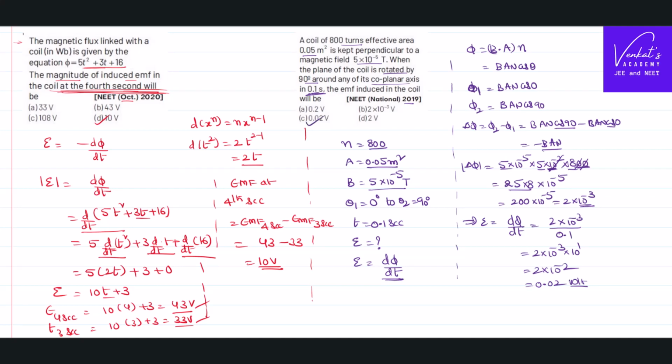So that's how simply we solve these two problems, and both of them depend on the very core definition of induced EMF as the rate of change of magnetic flux causing it. Once you know that and you know the formula for the flux, you can solve both these problems. Both are very simple and casual type of problems.